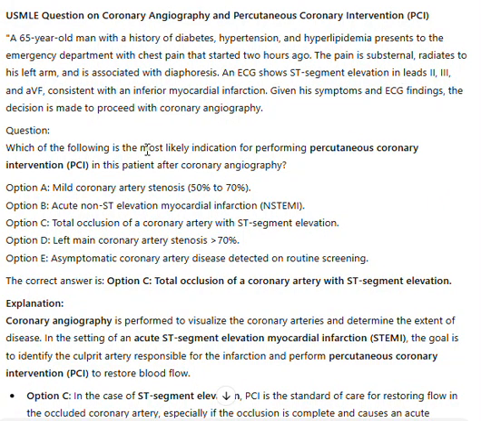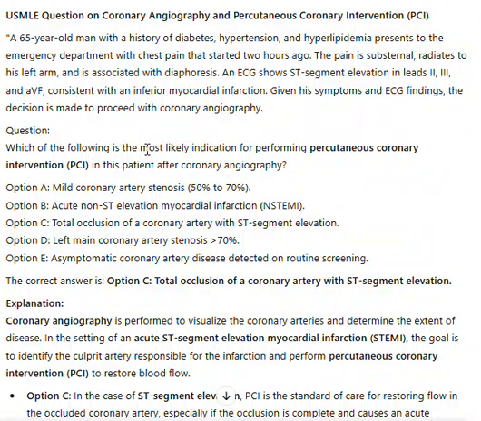A 65-year-old man with a history of diabetes, hypertension, and hyperlipidemia presents to the emergency department with chest pain that started 2 hours ago. The pain is substernal, radiates to his left arm, and is associated with diaphoresis. An ECG shows ST segment elevation in leads 2, 3, and aVF, consistent with an inferior myocardial infarction. Given his symptoms and ECG findings, the decision is made to proceed with coronary angiography.